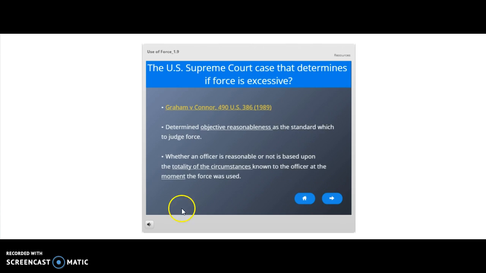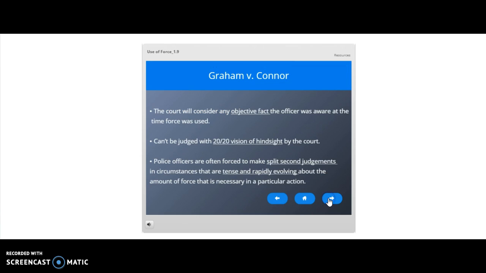Graham versus Connor determined that objective reasonableness is a standard. So after those two videos, the next set is just describing Graham v. Connor, and it breaks it down for them.